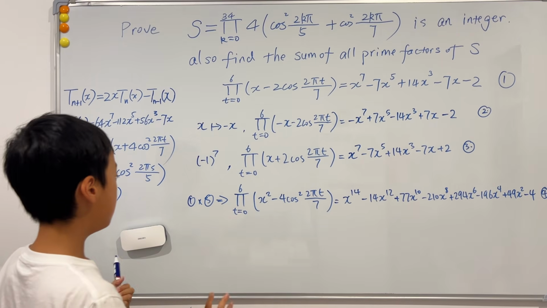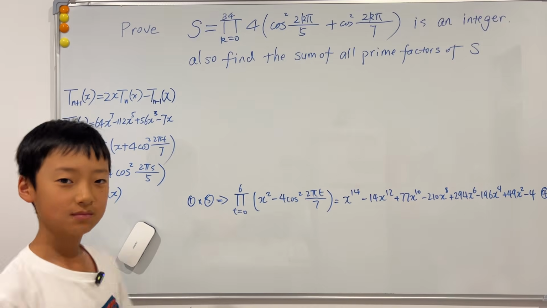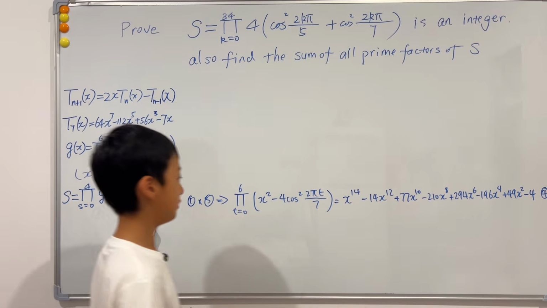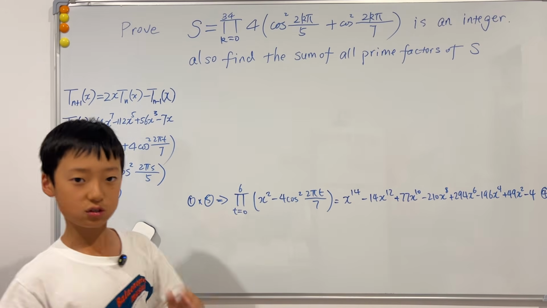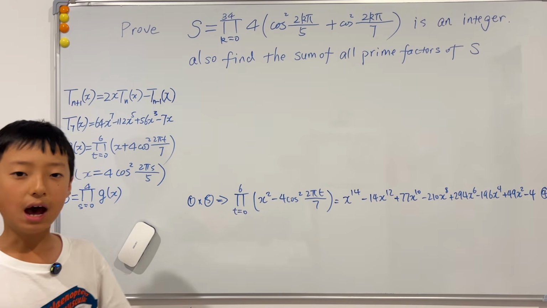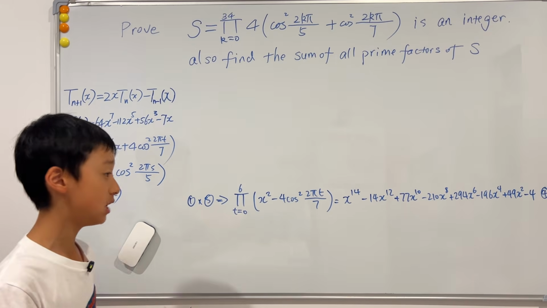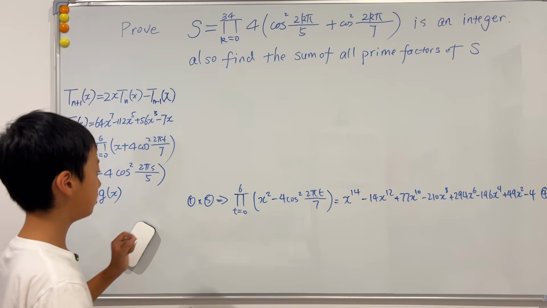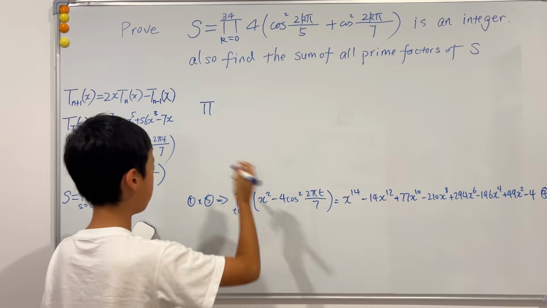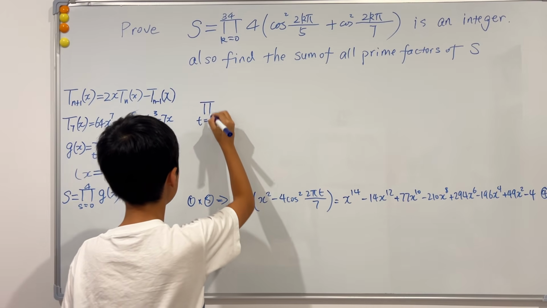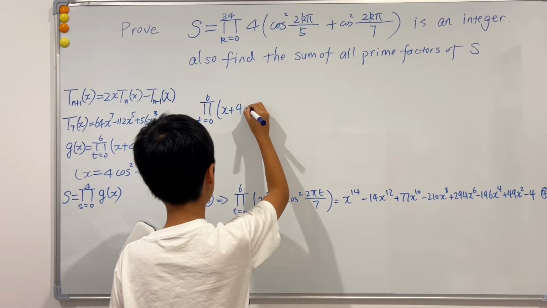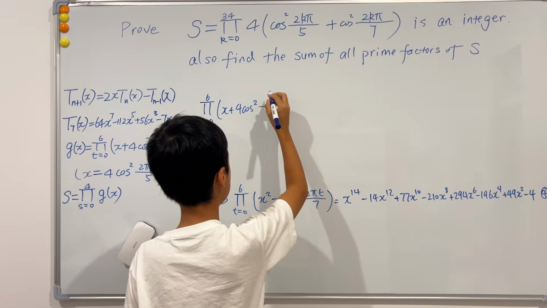Okay, so now I'm going to rub everything out. Now that we have this, what we can do to make it into this is just do the exact same procedure. Make x squared into negative x and multiply both sides by -1 seven times. And I will put those two steps into one because otherwise it will take me so much writing. So we see that in the end, this whole thing will become capital Pi, t goes from 0 to 6, of x plus 4 cosine squared 2 pi t over 7.